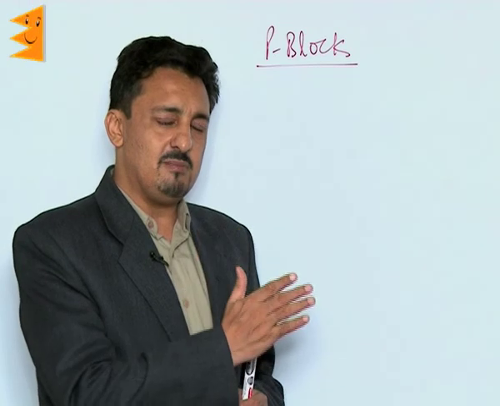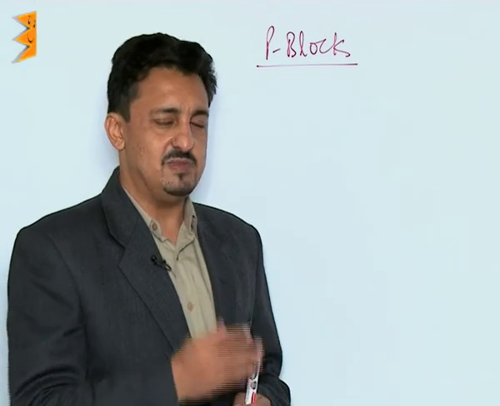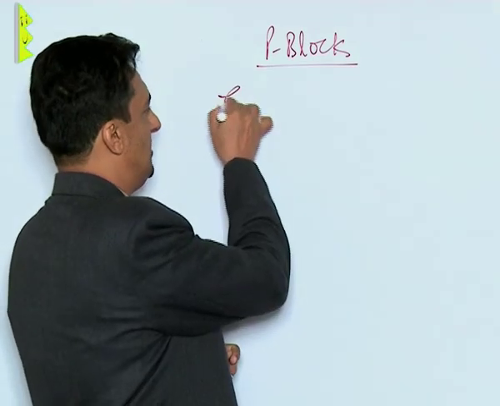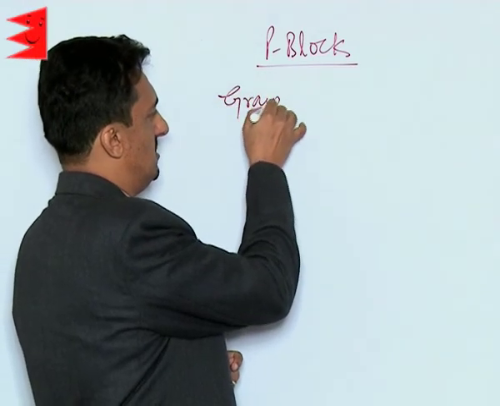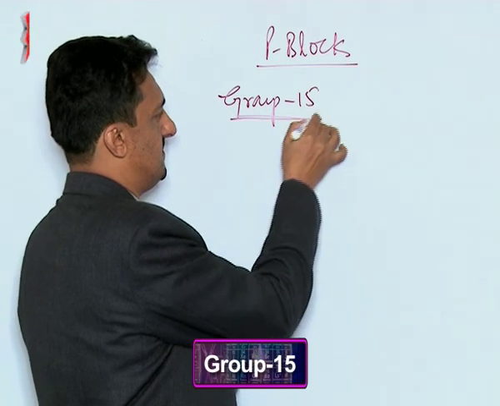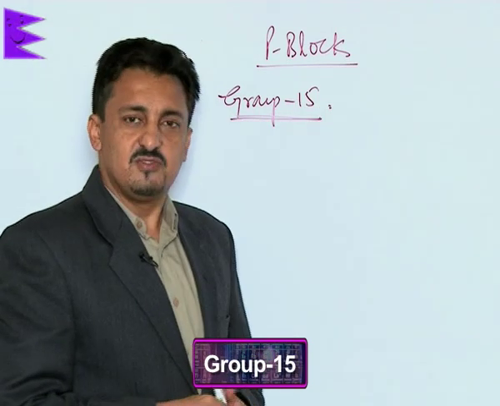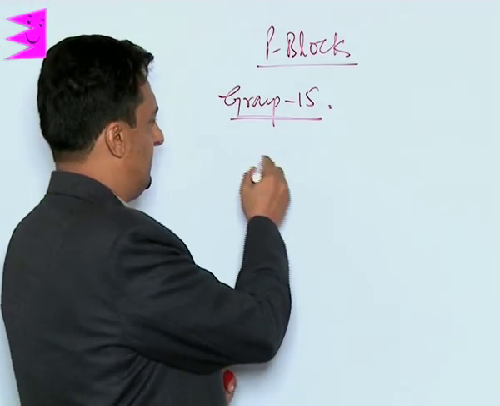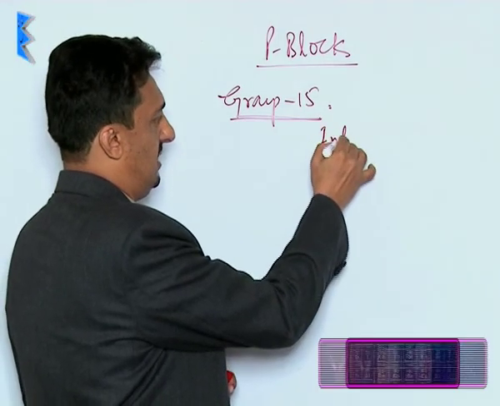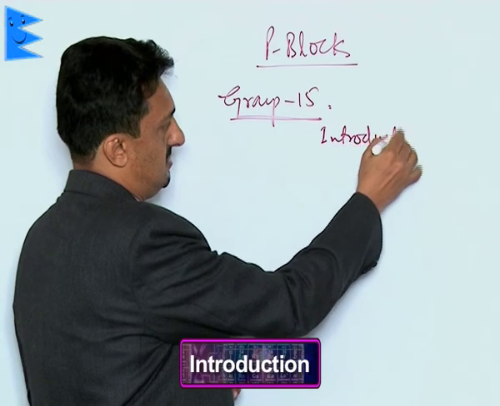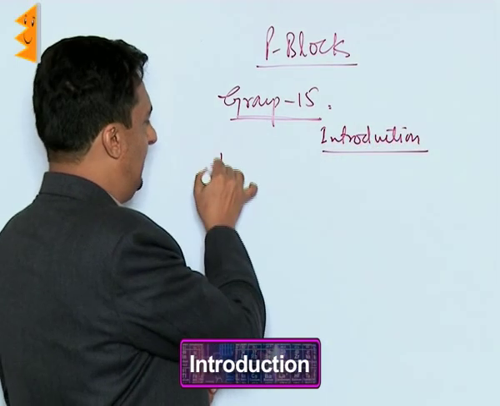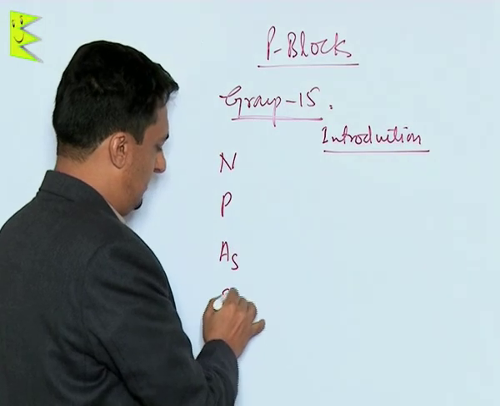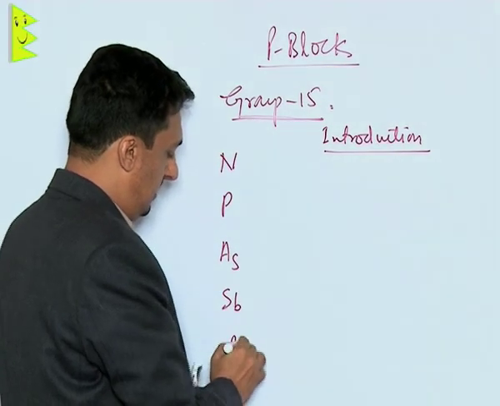We have done group number 13 and 14 in class 11, so we'll be starting with group 15 in class 12th. So let us first talk about group 15. Let us first do the introduction part. It mainly consists of nitrogen, phosphorus, arsenic, antimony, and bismuth.